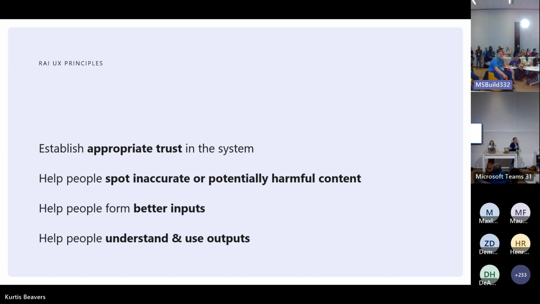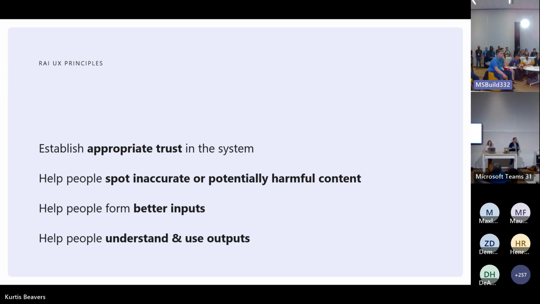Starting with some of our responsible AI UX principles, we established some core ideas that we think are really important and essential. And having these principles allows us to keep in mind what is most important as we're designing an experience. It also allows us to solve some arguments, because you can use these as a basis for how you're making decisions.